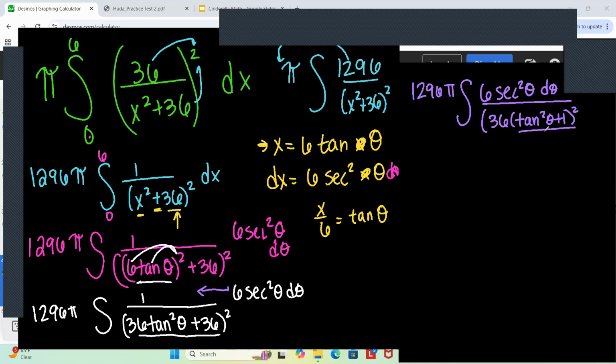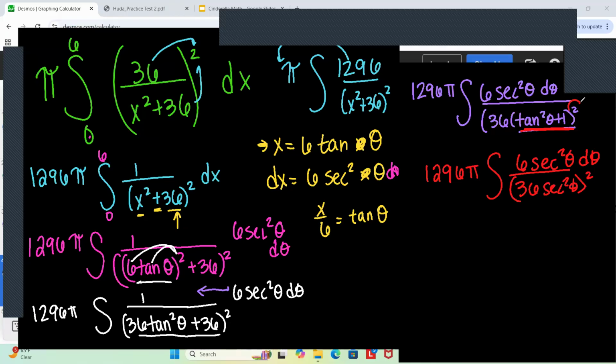Okay. Trig rule. We used this on a previous problem. That is a Pythagorean rule that tan squared plus 1 is secant squared. So we're going to have 1296 pi 6 secant squared and then 36 secant squared, squared.